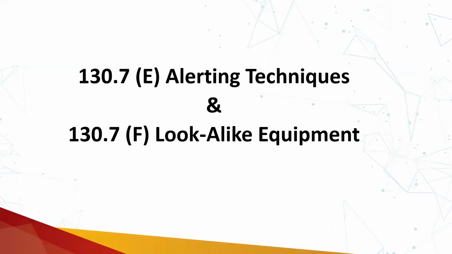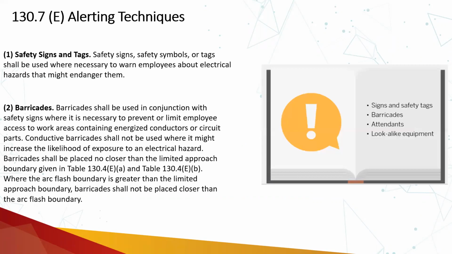Moving to 130.7E and 130.7F, alerting techniques and lookalike equipment. So 130.7 talks about some alerting techniques. Either we can use safety signs and tags as a part of our alerting techniques, or we can use barricades in order to prevent or limit the employee access to the work area where the energized work is being carried out.